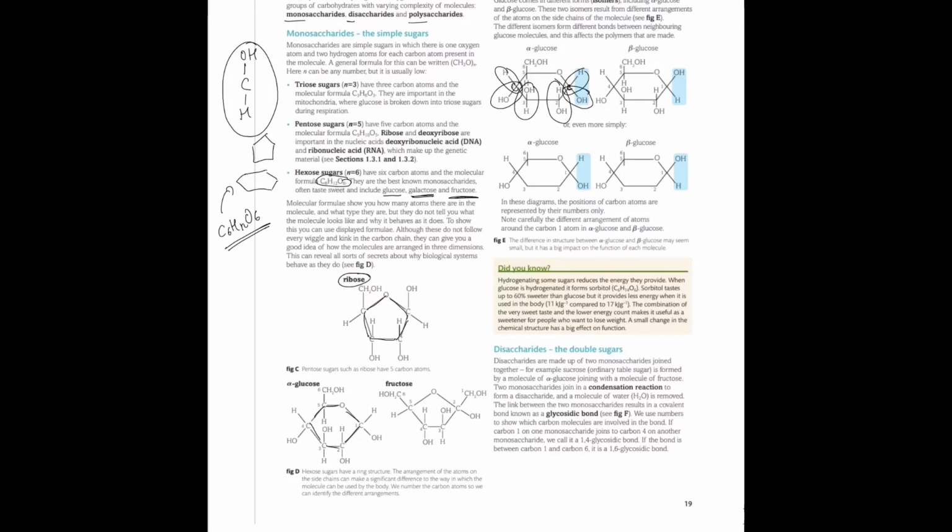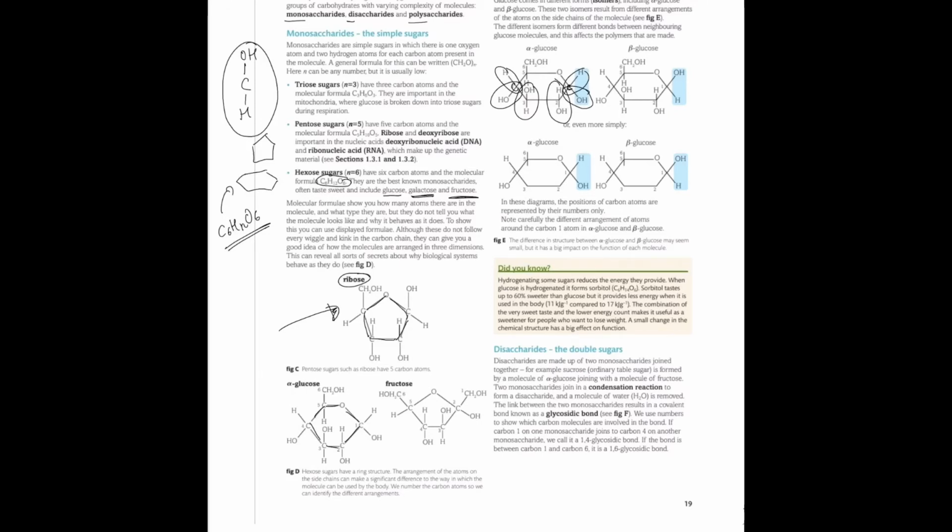To show this, you can use a displayed formula. Although these do not follow every wiggle and kink in the carbon chain, they give you a good idea of how the molecules are arranged in three dimensions. This can reveal all sorts of secrets about why biological systems behave as they do. Okay, so that's displayed formula. It's when you display the shape.